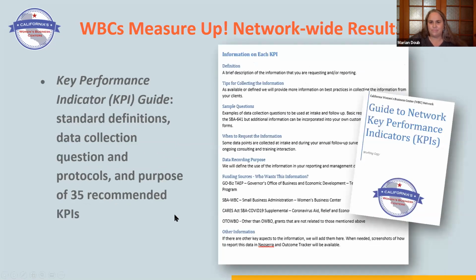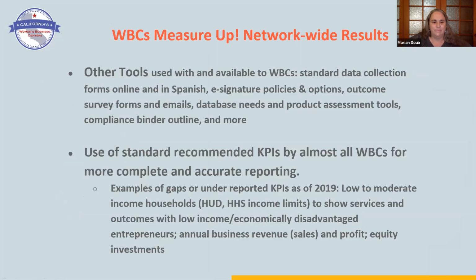So next slide. The other thing we produced, and this got the highest ratings in our recent feedback survey with the WBCs, was the KPI guide. Each of the 35 recommended KPIs has sample questions or tips for collecting the information, and a definition, of course, and then who wants to know, what are the funding sources that require this information, and anything else that seemed relevant. So it's a fairly hefty document, 51 pages, but it's indexed, so you can click through to the indicator that you really need to know more about. We'll see more of that in a moment too. Next, please. How am I doing for time? Are we good? Okay, great.